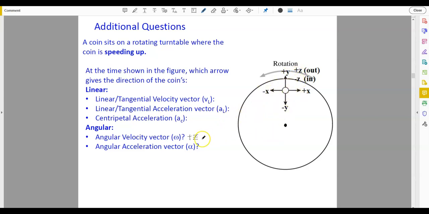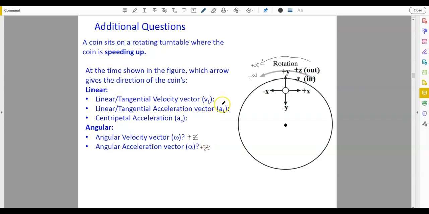So this turntable is rotating counterclockwise, which we've established as positive z direction. And since it's speeding up, the omega is going to be positive z. And since it's speeding up, that means the angular acceleration vector is going to be in the same direction as the angular velocity vector. So that's also going to be in the positive z direction. Okay.